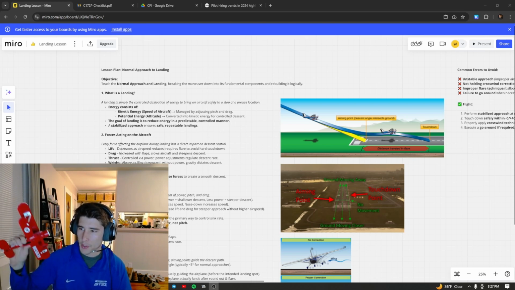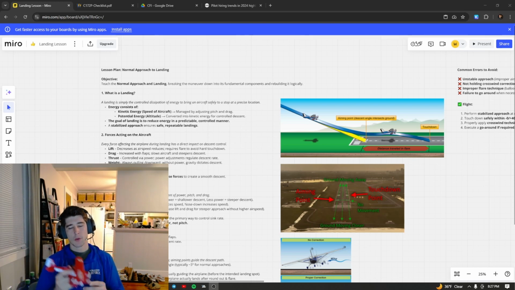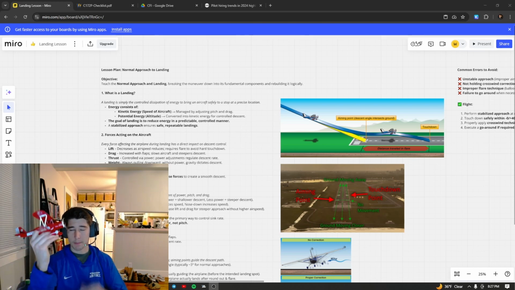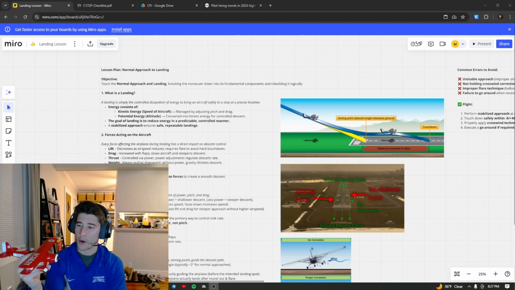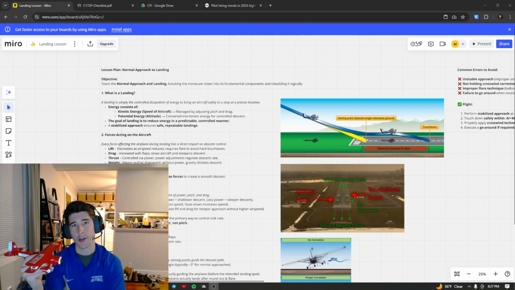Okay, what is a normal approach to landing? Obviously, what goes up must come down. And a normal approach to landing is a controlled descent. It's a controlled crash back to Earth, right? Every landing is a crash back to Earth, and we are going to control all of the forces acting on an airplane all the way down to the ground.